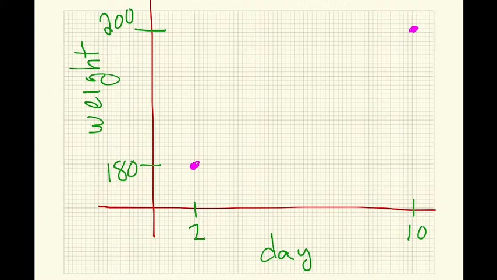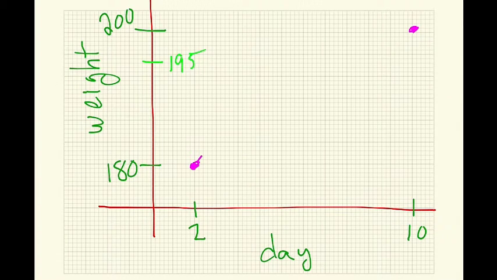On day 10, you weigh 200 pounds. So the intermediate value theorem says you can pick a weight between 180 and 200 pounds. Let's pick 195 pounds, which would be up here, right? And if I pick 195 pounds, what that means is somewhere between day 2 and day 10, I was at exactly 195 pounds.